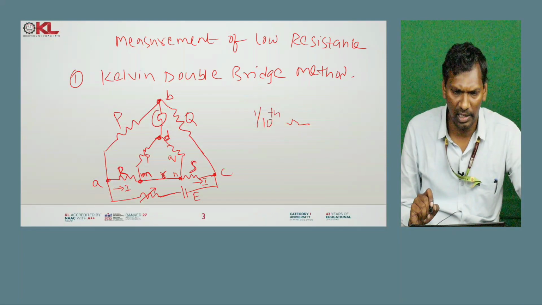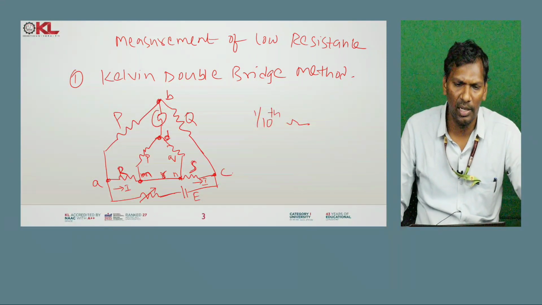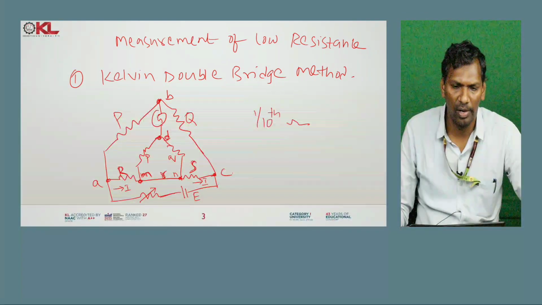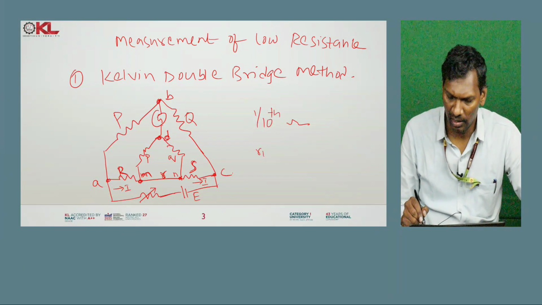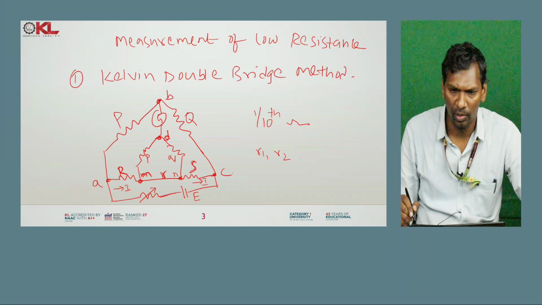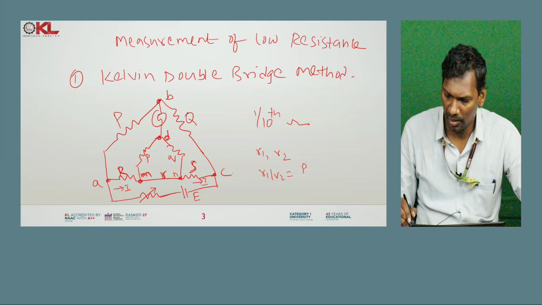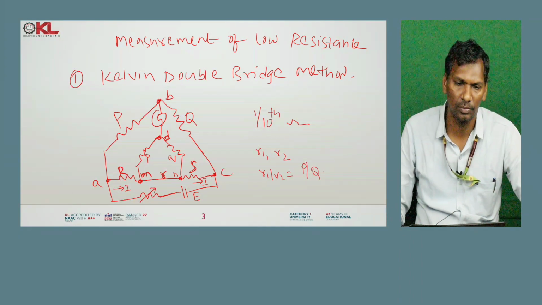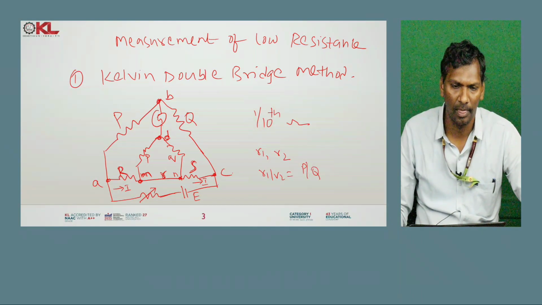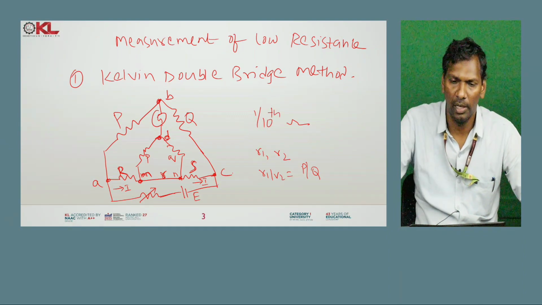As shown in this diagram, if at point D the resistance r is divided into two parts, let us consider R1 and R2, such that R1 by R2 is equal to P by Q.